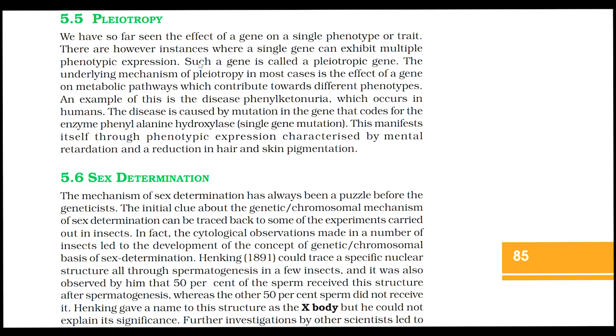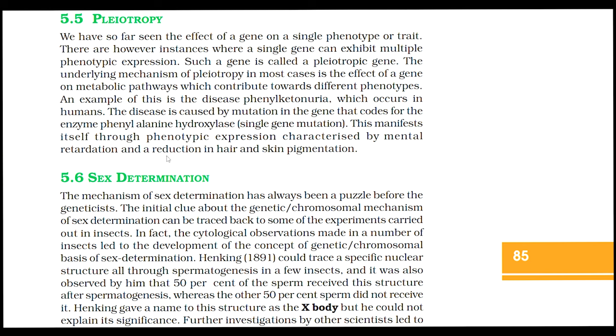5.5 Pleiotropy. We have so far seen the effect of a gene on a single phenotype or trait. There are, however, instances where a single gene can exhibit multiple phenotypic expressions. Such a gene is called a pleiotropic gene. The underlying mechanism of pleiotropy in most cases is the effect of a gene on metabolic pathways which contribute towards different phenotypes. An example of this is the disease phenylketonuria, which occurs in humans. The disease is caused by a mutation in the gene that codes for the enzyme phenylalanine hydroxylase, which is a single gene mutation. This manifests itself through phenotypic expression characterized by mental retardation and a reduction in hair and skin pigmentation.